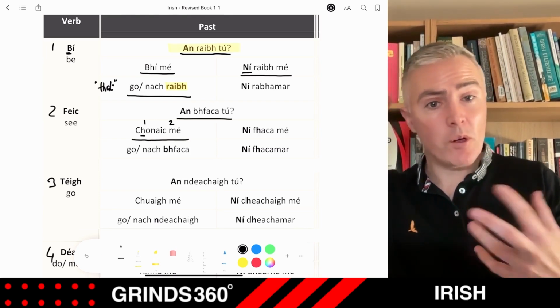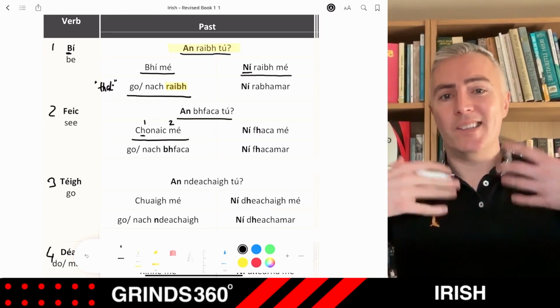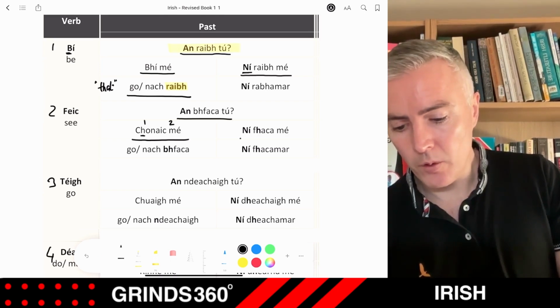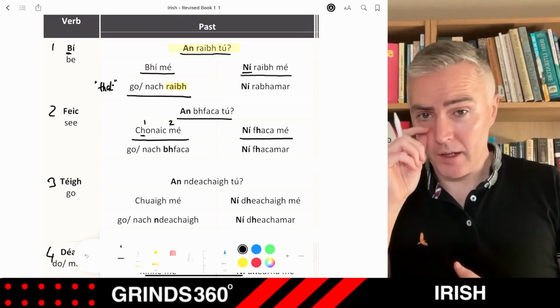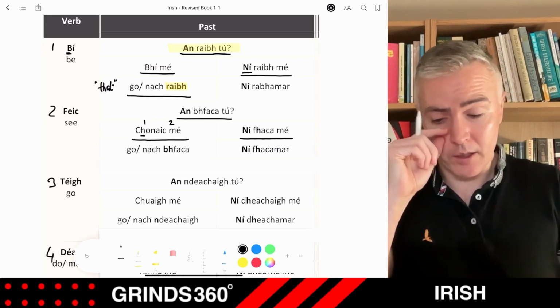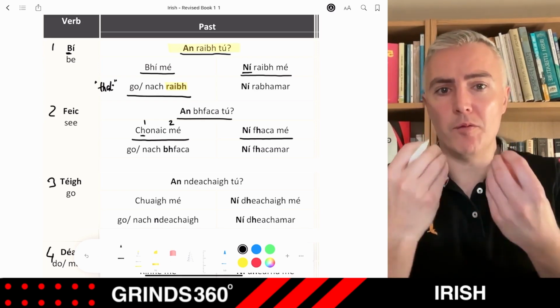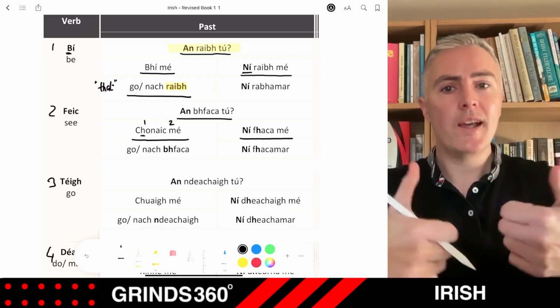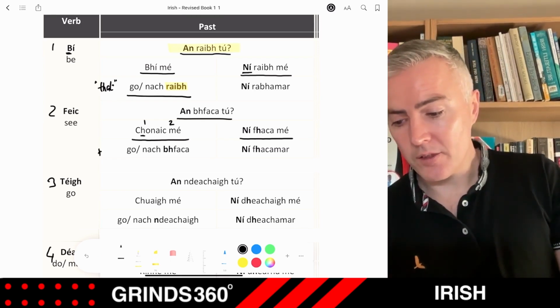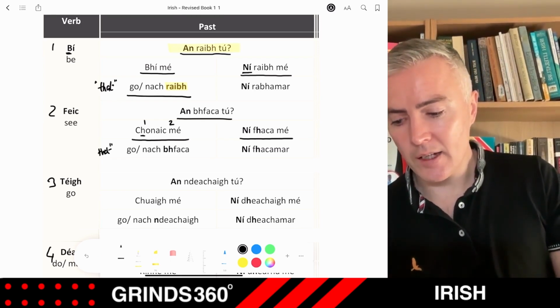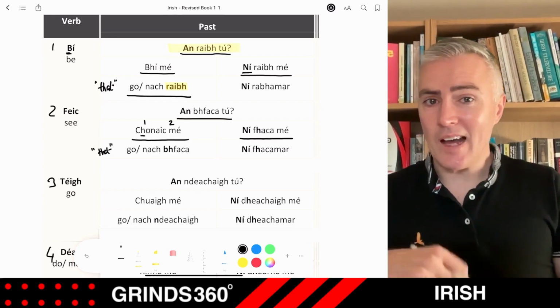Perfect. Now what I want to do is I want to say I didn't see. So I say ní fhaca mé. Ní fhaca mé. Now it's an irregular verb, we'll give it that. So that's why we've changed from chonaic to ní fhaca. Now I want to use the word "that" in the past tense. He said that he saw. He said that he didn't see.